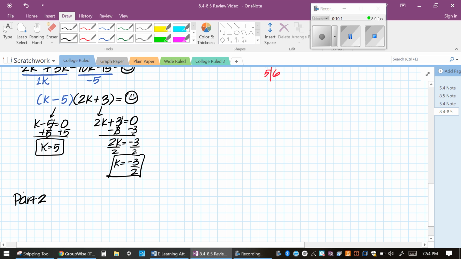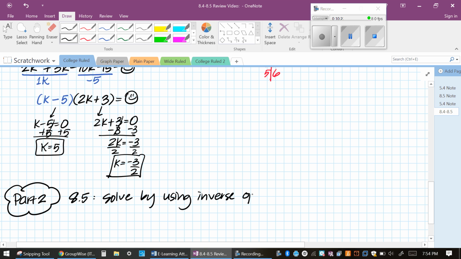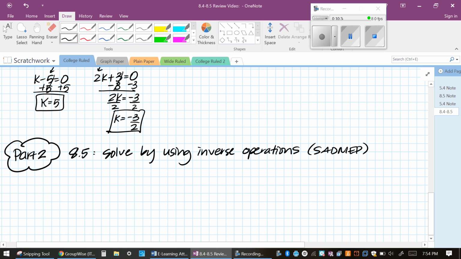Part 2 of this review is to go over lesson 8.5, how to solve by using inverse operations. Now, inverse operations is a fancy way of saying SADMAP. It's the backwards order of operations. Inverse means backwards, or pretty much like the opposite. So PEMDAS is the order of operations. Inverse order of operations is PEMDAS but backwards.